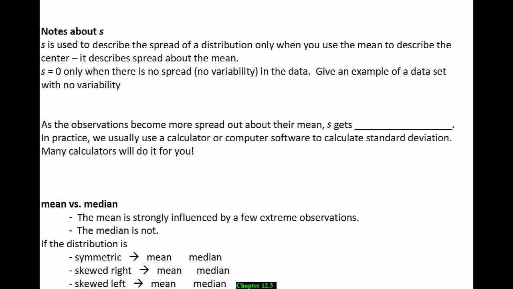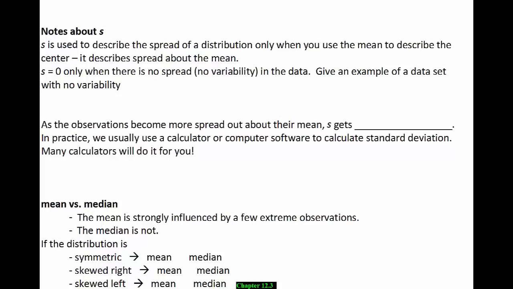These are the kinds of things you want to put on a note card and make sure that you have nailed down tight before you take an exam on this topic. We want you to know these notes. S is used to describe the spread of a distribution when you use the mean to describe the center. Since it describes the spread around the mean, it's the measure of variability that goes along with the measure of center, the mean. S equals 0 only when there is no variability in the data.